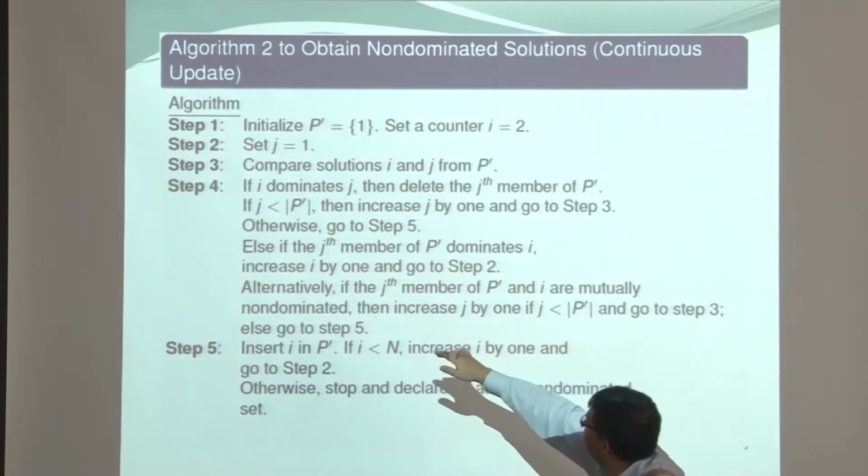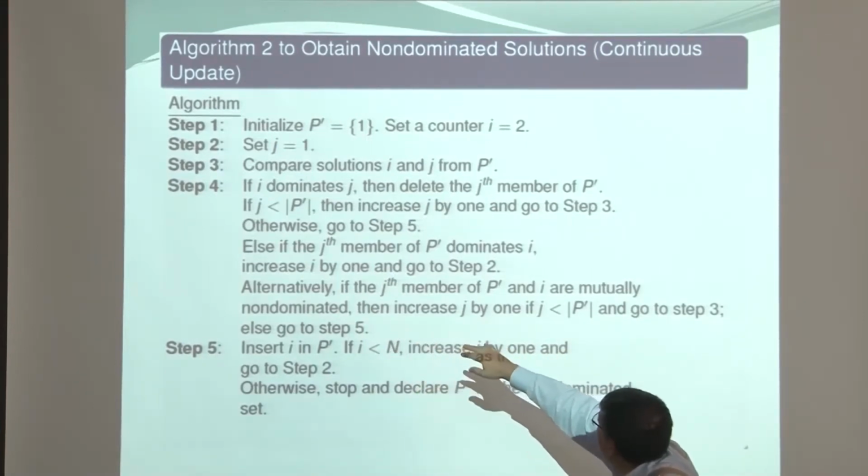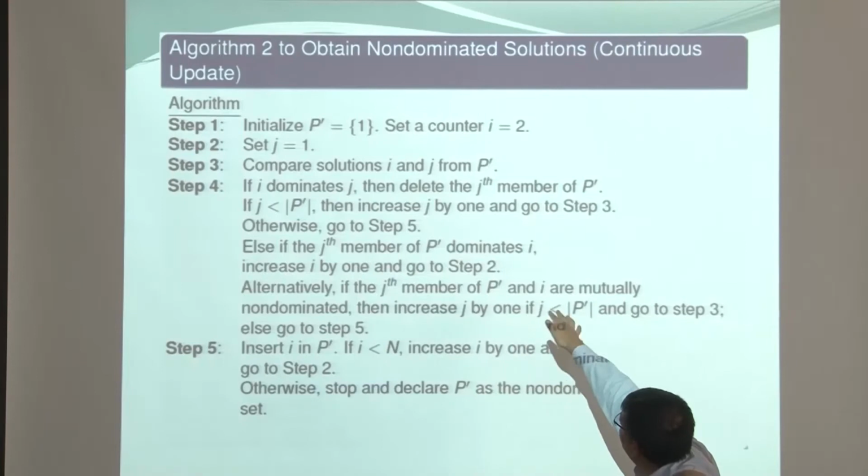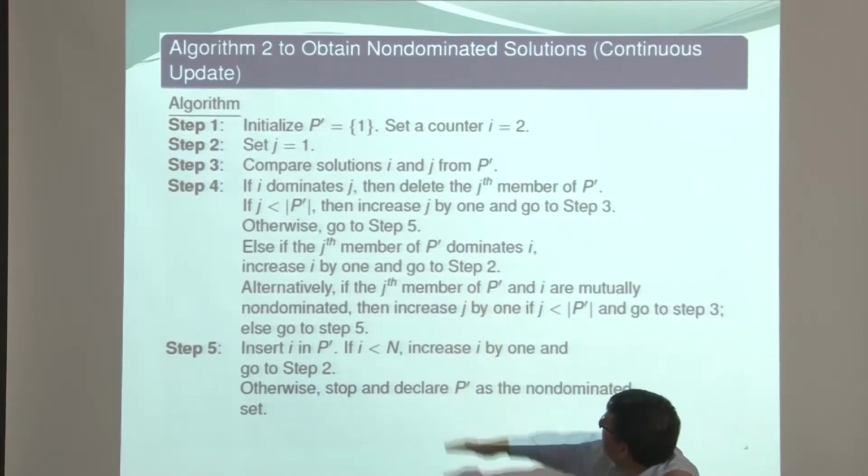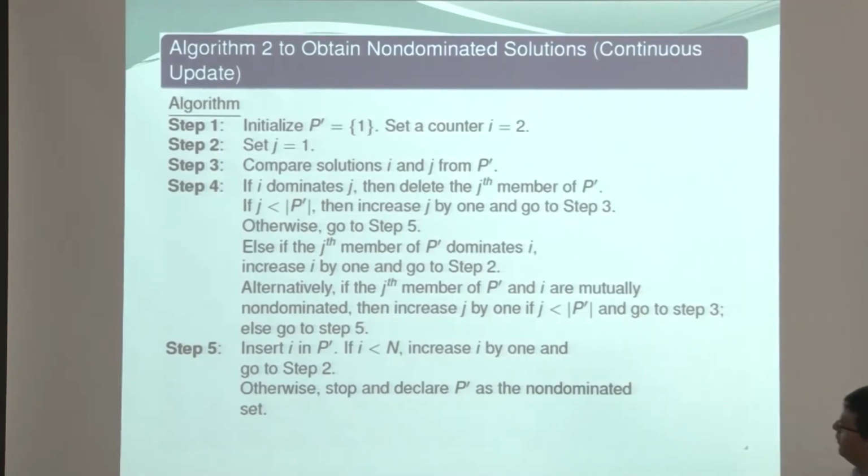Yeah, well, this else is weird. If the J member of P prime dominates I, then you increase I by 1 and go to step 2. But in here, we are measuring in one direction first. In this direction, we already know we are going to keep iterating, increasing J. And in this particular case, nobody will be able to dominate I.